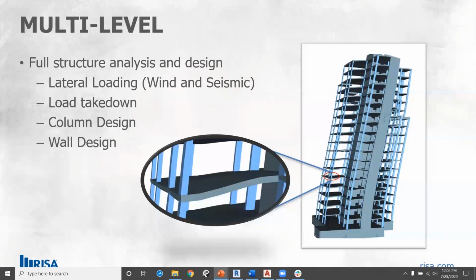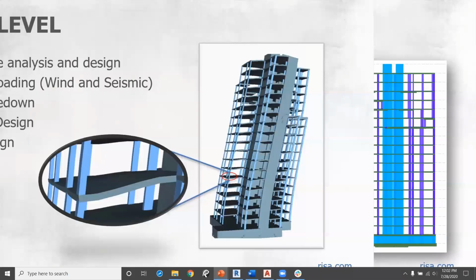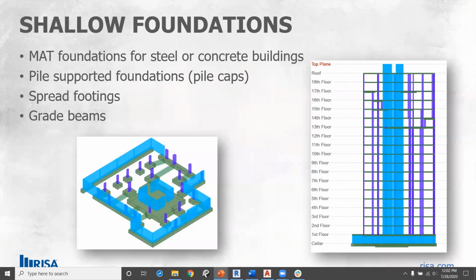Adapt Builder also gives you the ability to do a full structure analysis and design, including lateral loading, load takedown, column design, and wall design. This allows you to get a better idea of the as-built behavior and design requirements of your structure. Having multi-level functionality allows you to bring all loads and actions down to the base of your model to design the shallow foundation systems. These include mat foundations, pile-supported foundations, specifically pile caps, spread footings, as well as grade beams.